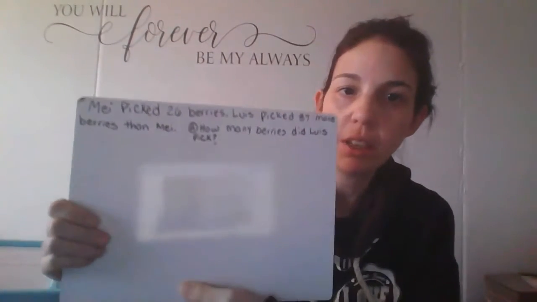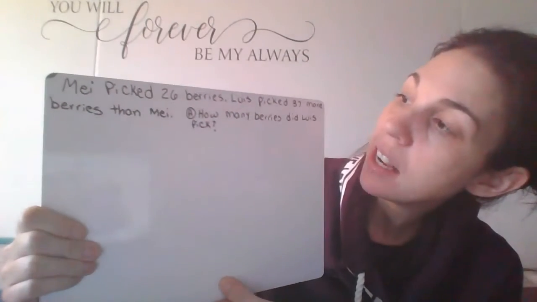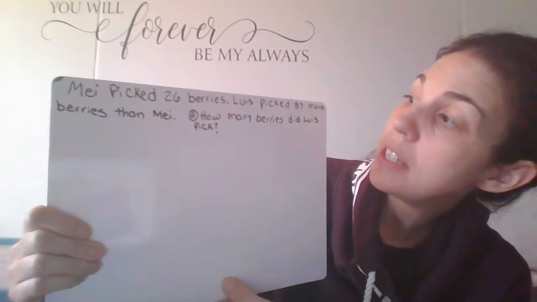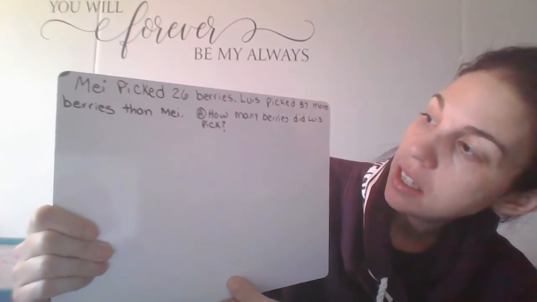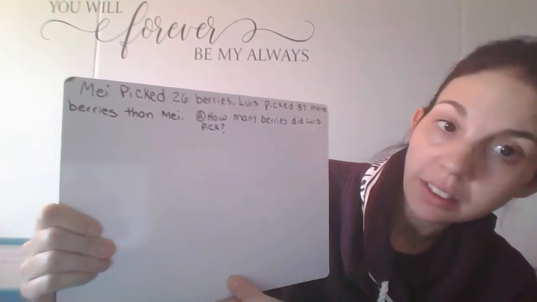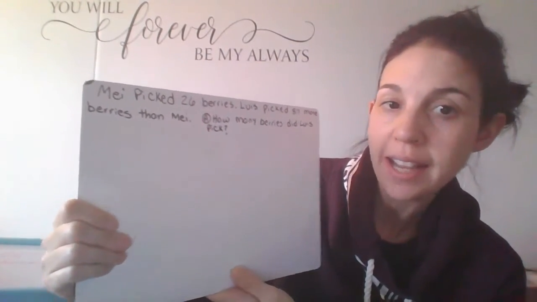So our first word problem, when I read word problems, the first thing I do is I read through the problem. I don't mark it yet, I just read through it. So let's look. We've got, Mai picked 26 berries. Lewis picked 37 more berries than mine. How many berries did Lewis pick? Okay. So I read through it the first time. Now I'm starting to think about what are they asking.